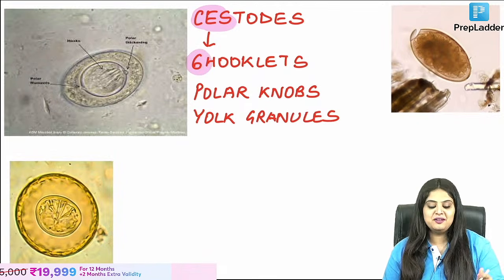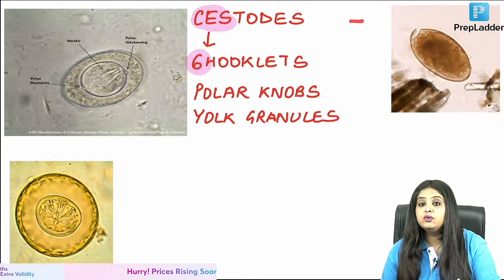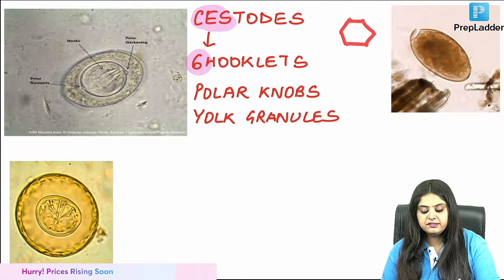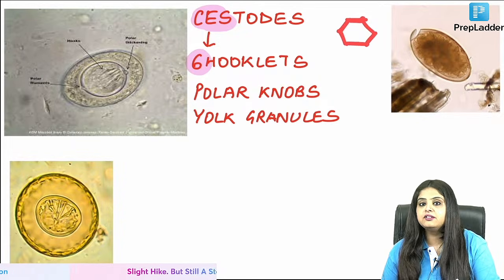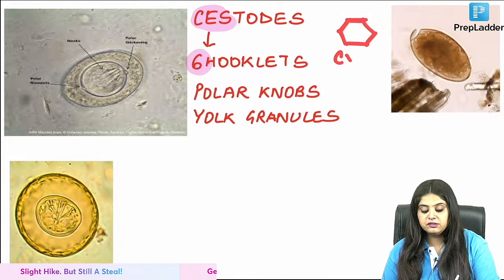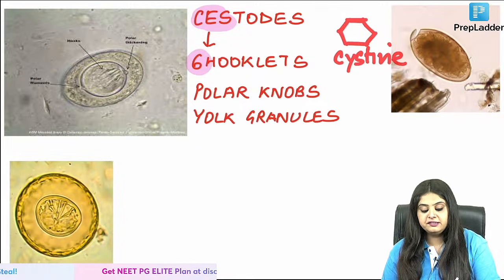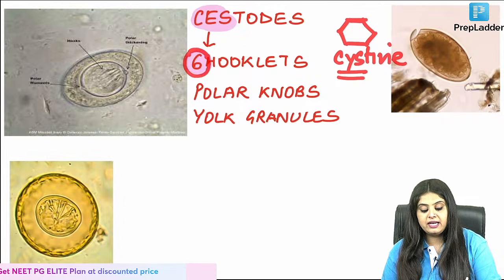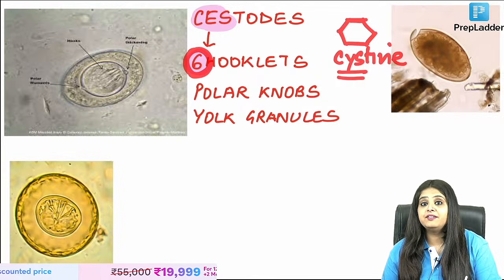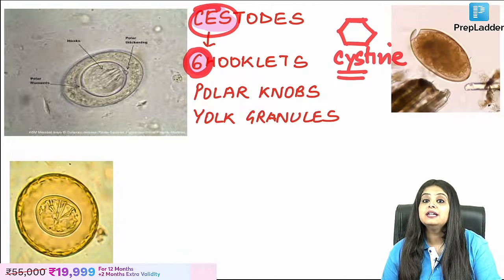Acha, one very random question. If I show you a crystal with 6 sides in the urine, which one was that? That was cystine. Similarly, if I show you an egg in the diarrhea sample, an egg having 6 hooklets, that is going to be cestode.